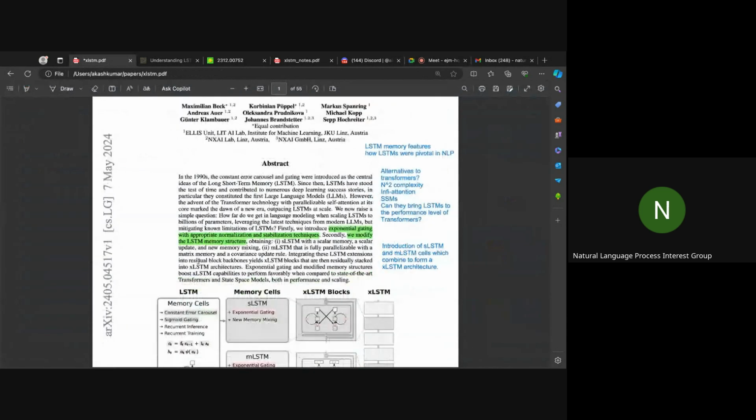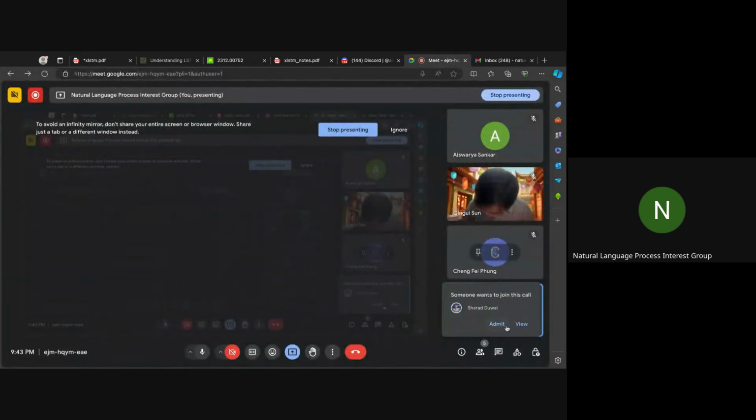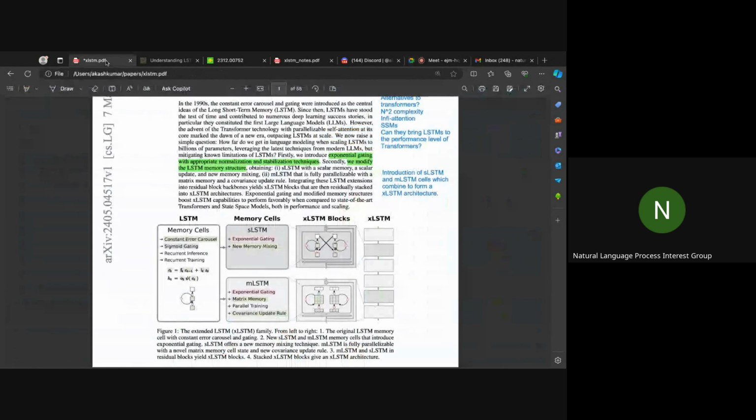So the main contribution of this paper is the sLSTM and mLSTM cells, which the authors have introduced, and together they make the xLSTM architecture. We will cover this in detail, so it might seem like very new terms, but we will go into detail on what these two things mean. The authors are giving some new upgrades to the LSTM architecture so that they can rival the performance of transformer models.